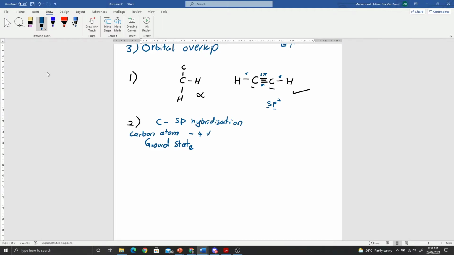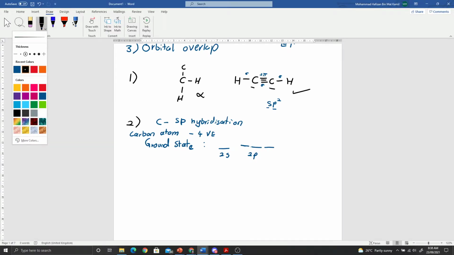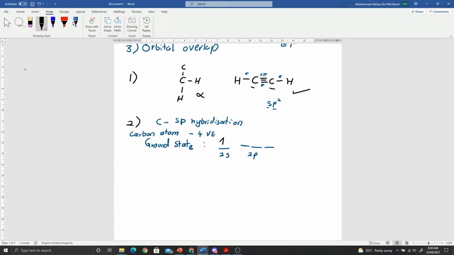Ada 4 kan? Valence elektron. So, at ground state, dia punya valence elektron is dekat 2s dengan 2p. So instead of buat kotak, I buat line. Sama saja. Boleh juga diterima. Macam buat kotak pun tak apa. So, at ground state, dia punya electron is arranged like this.